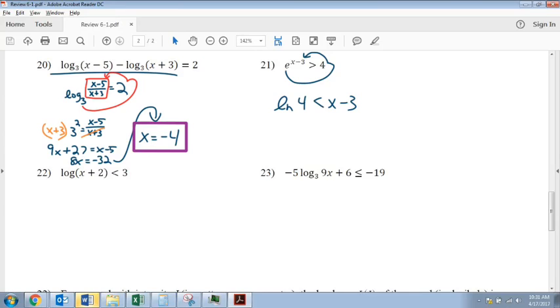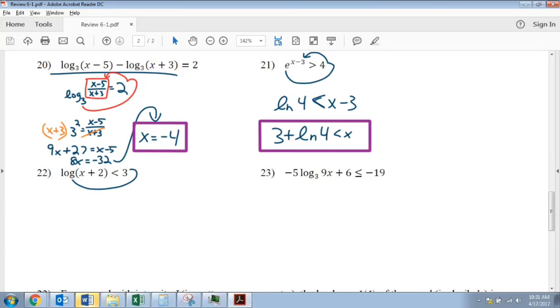But remember, the x gets the bigger side of the inequality side because it was on the greater than side, so it needs to stay on the greater than side. Last thing, move the 3. So 3 plus ln of 4 less than x. Done. 22, same idea. There's nothing out front, and there's nothing out back, so there's nothing to move.